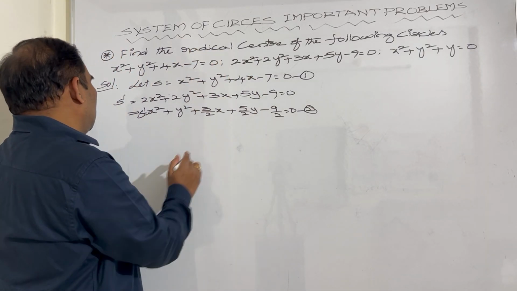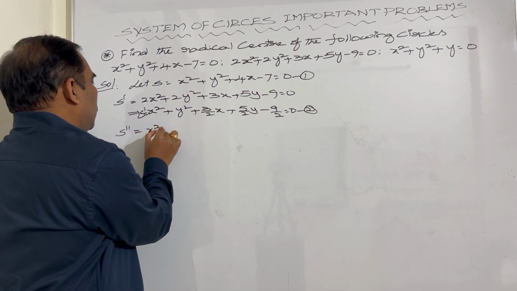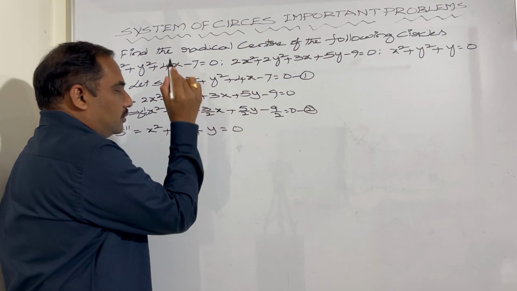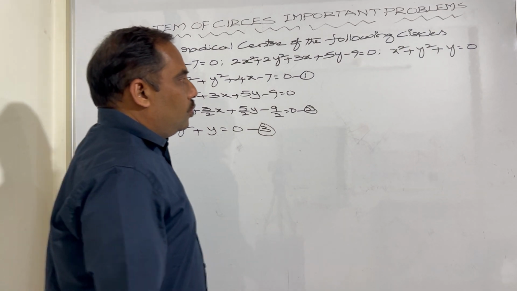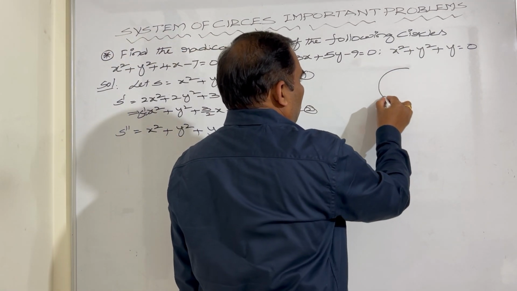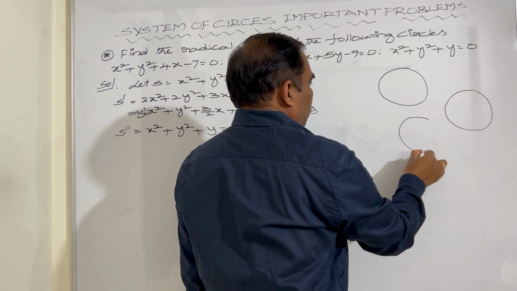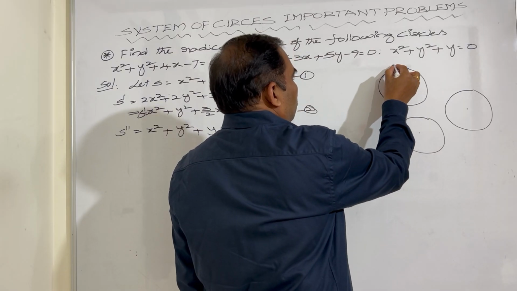Then the third circle is given here. S double dash is equal to x square plus y square plus y is equal to 0. This is the third circle. See, observe here, we have the three circles like this, and those three circles' centers are non-collinear.